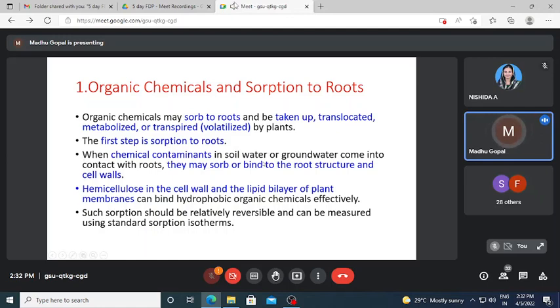So what will happen? Suppose chemical contaminants in soil come into contact with the roots. Then definitely they may sorb or bind to the root structure and cell walls. These are all living organisms. Plants are living organisms made of cells. So the chemical contaminants may sorb or bind to the root structure and cell walls. Hemicellulose in the cell wall and the lipid bilayer of plant membranes can bind hydrophobic organic chemicals effectively. These are the results of some studies.